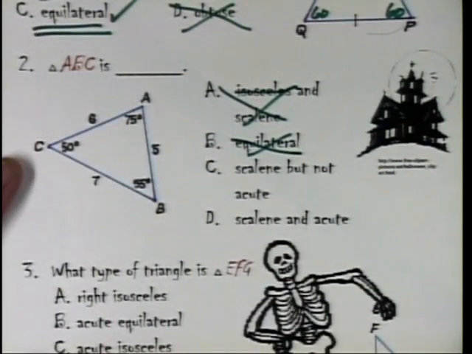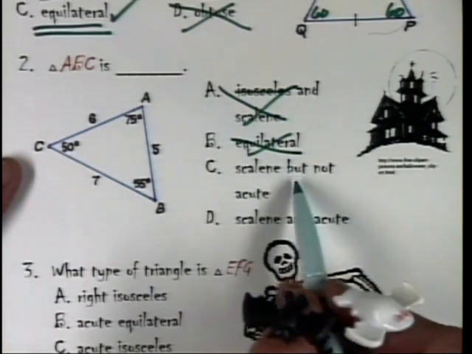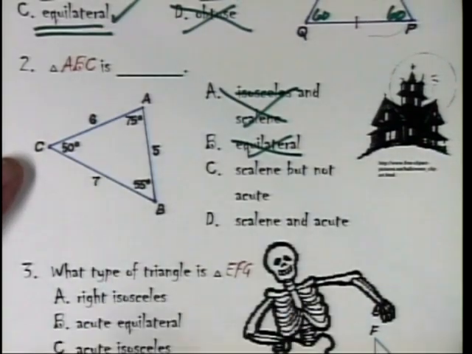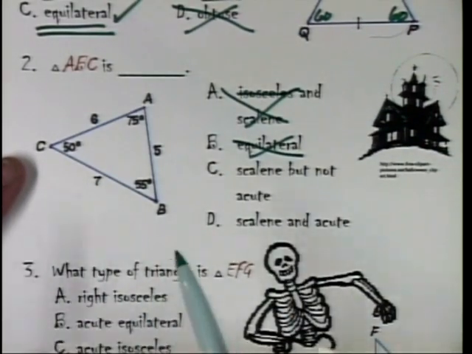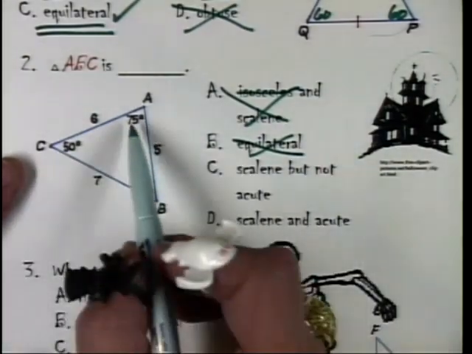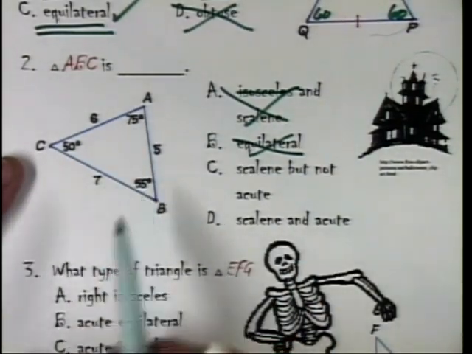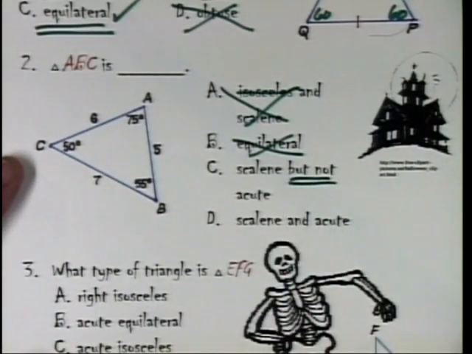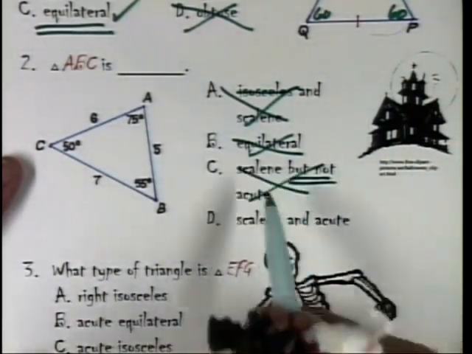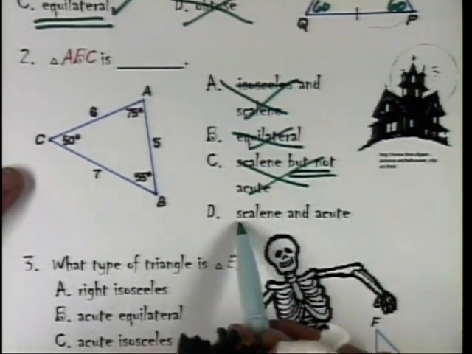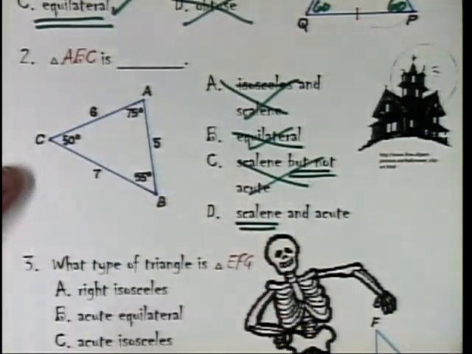But don't jump and just pick answer C because there's another thing attached to it. But not acute. Let's see if it also is an acute triangle. 50 is less than 90, 75 is less than 90, and 55 is less than 90. So it is acute, and this choice is saying that it's not. So I don't really like that choice. That means the last one by default is correct, I hope. Scalene, 5, 6, 7? Yeah.